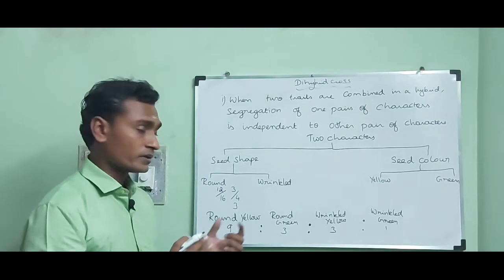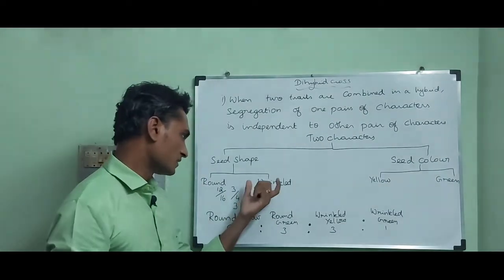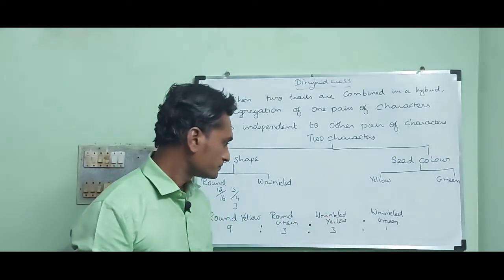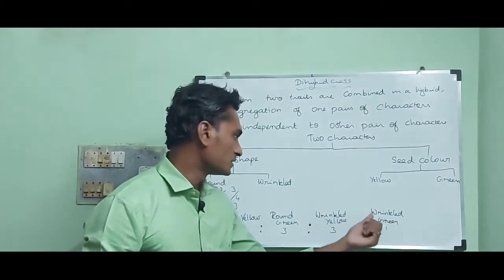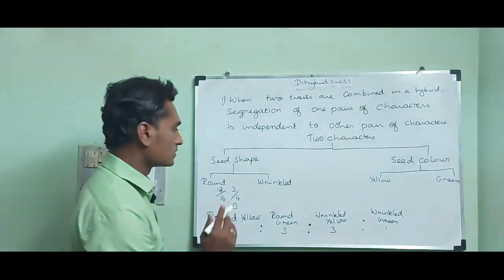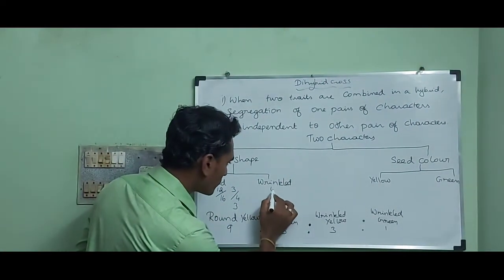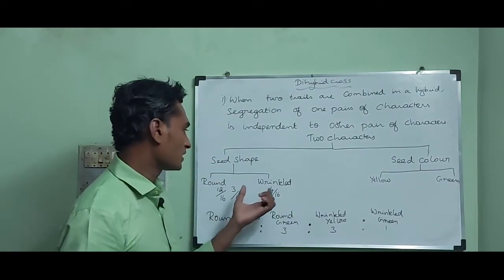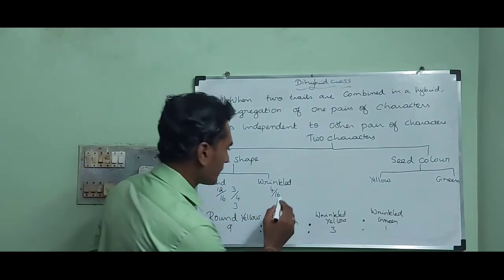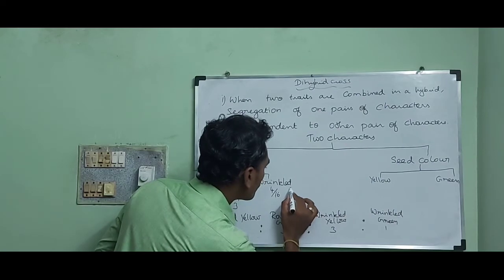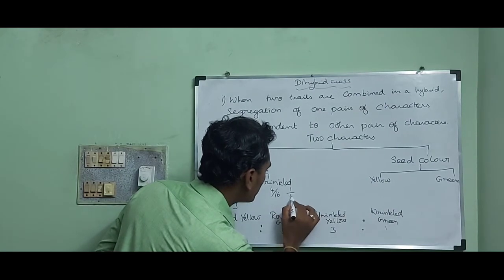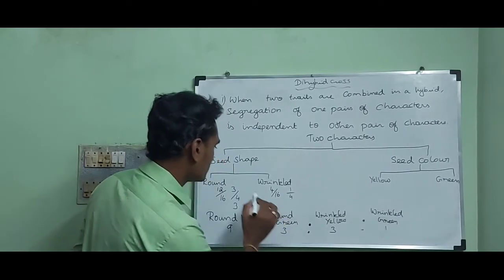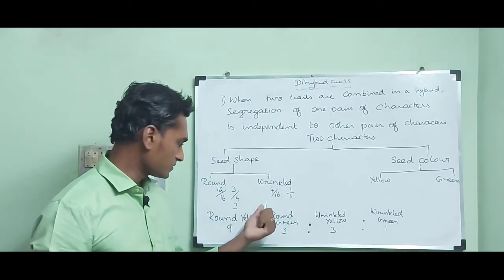Likewise, we are going to count the proportion of the wrinkled trait. Here we have 3 and here we have 1. So in total 4 by 16. We can write this as 1 by 4, and we can write 1. So the ratio is 3:1.